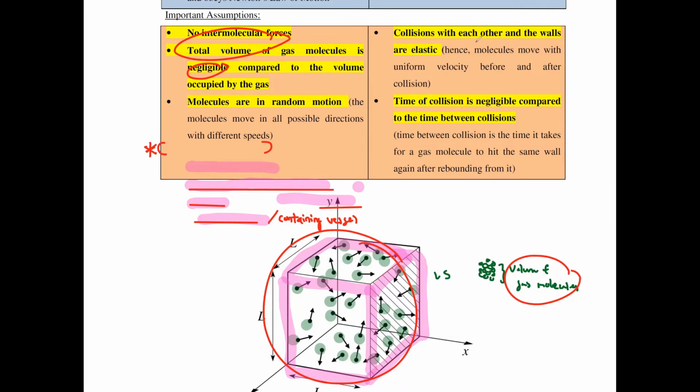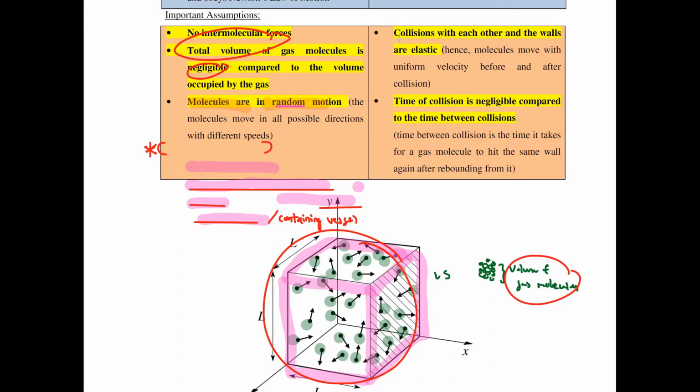And then the third assumption that is also important for you to know is that these molecules are always in random motion. When we say something is moving in random motion, it has something to do with the direction as well as the magnitude of their speeds.